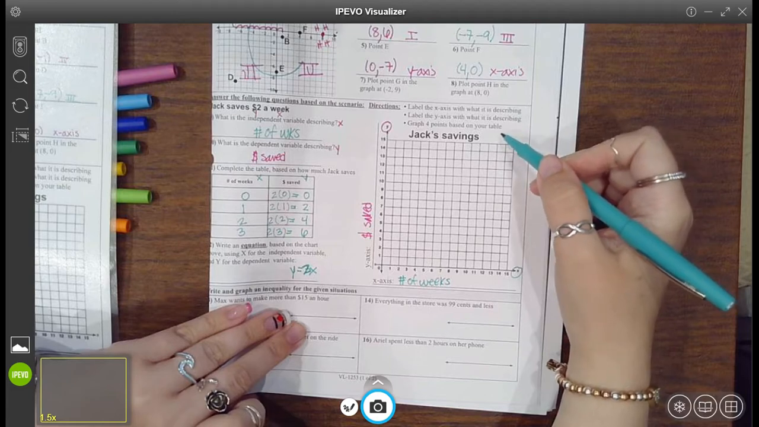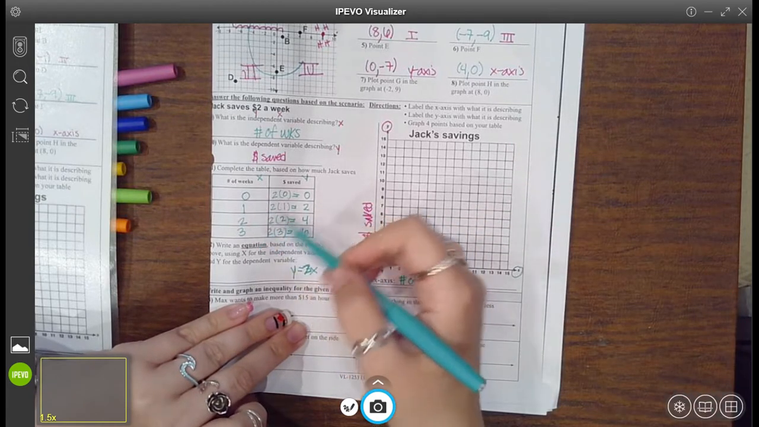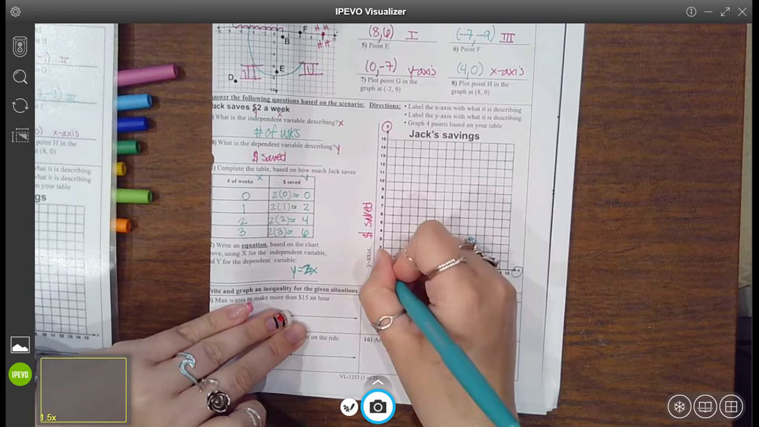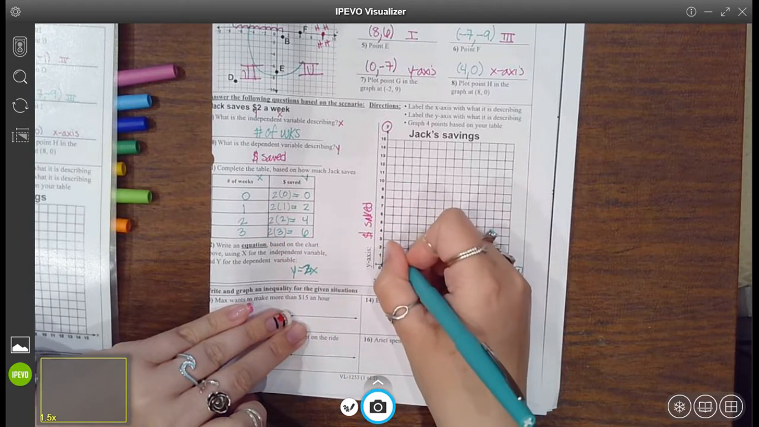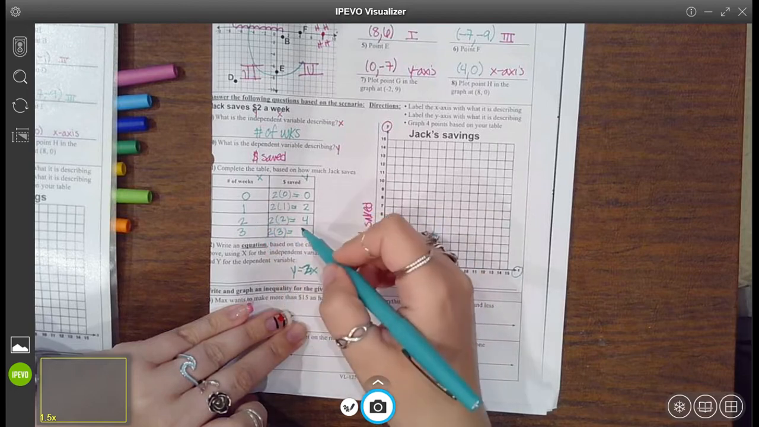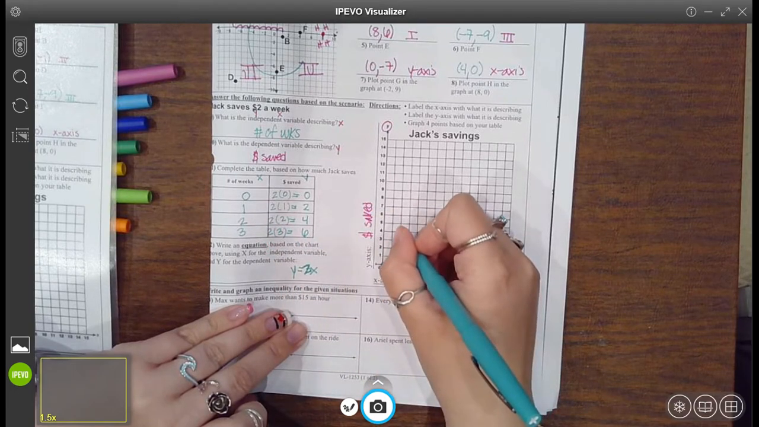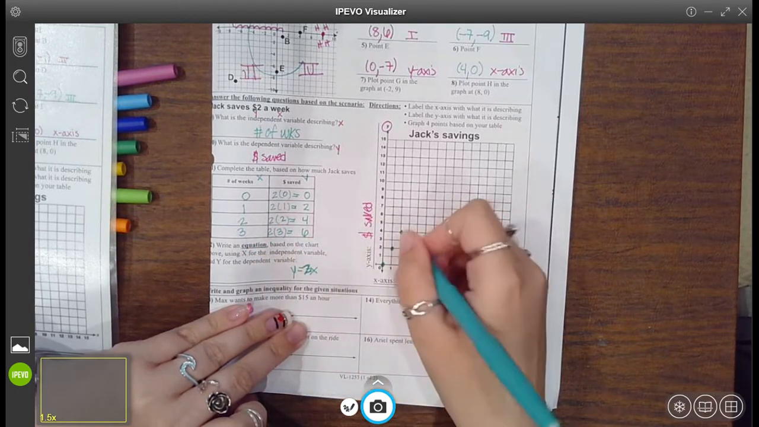Now I want to graph 4 points. So I'm going to graph these points that I picked. So 0, 0, right there. Over 1, up 2. Over 2, up 4. And over 3, up 6.